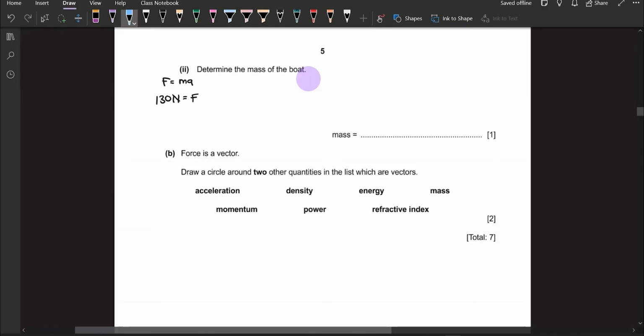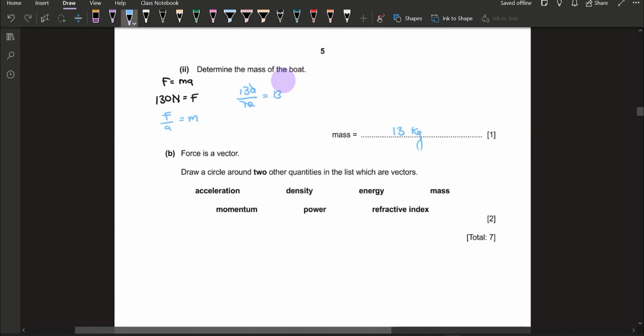And to find our mass, we can just rearrange our formula, which is going to be F divided by a, which is equal to mass. And acceleration, we know the gravitational constant is 10. So 130 divided by 10 is going to give us 13. And our answer for this question is going to be 13 kilograms.